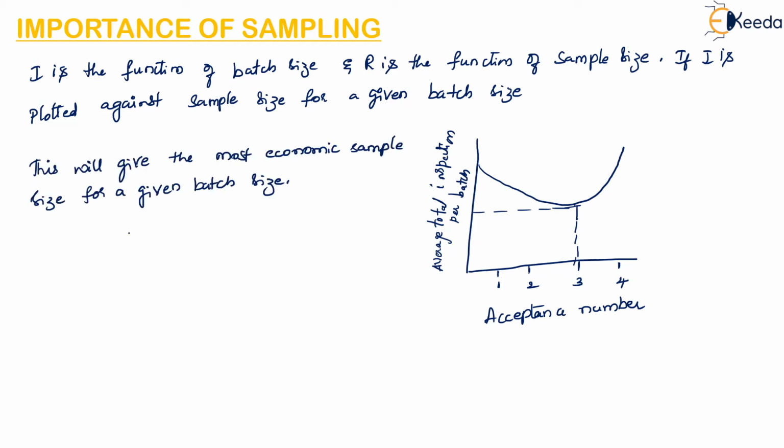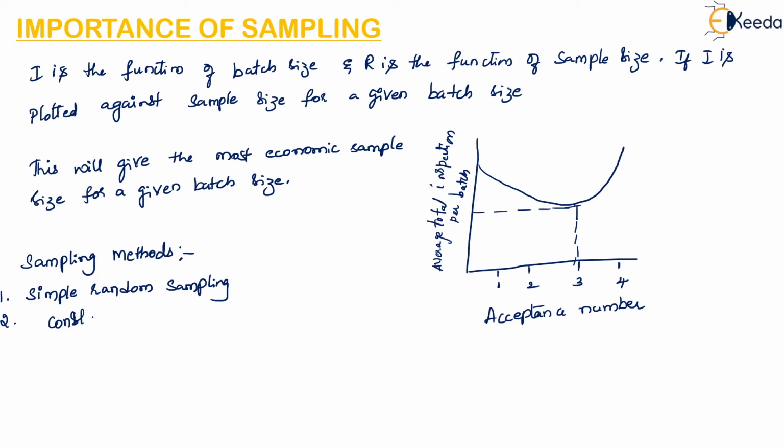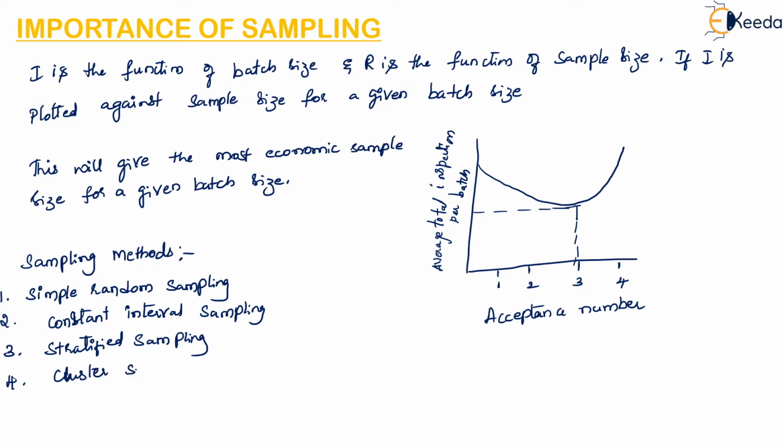So there are different types of sampling methods. The four popular sampling methods are: the first one is simple random sampling, the second one is constant interval sampling, the third one is stratified sampling, and the fourth and last one is cluster sampling. We will discuss what these sampling methods are one by one.